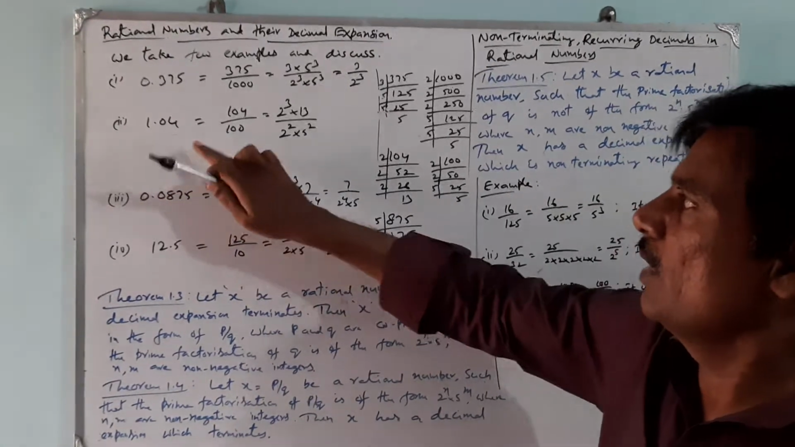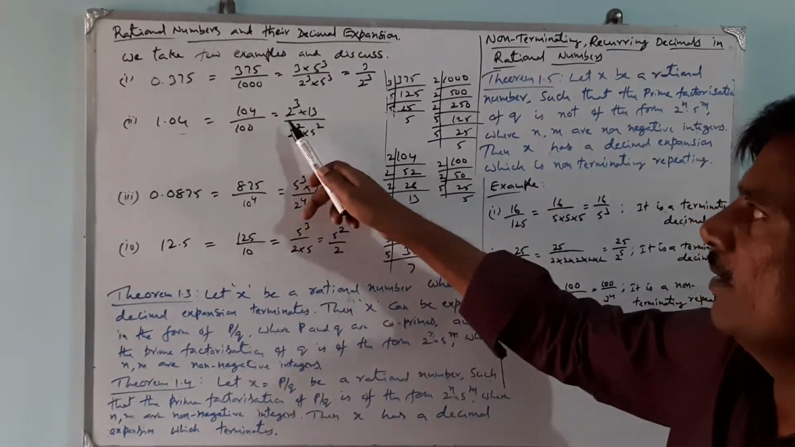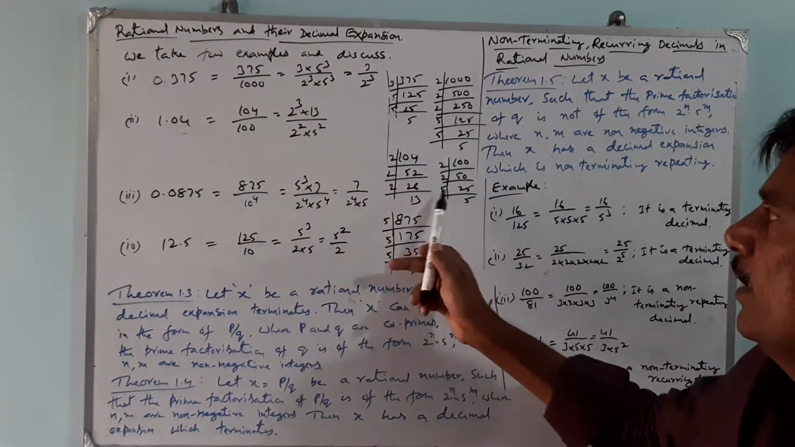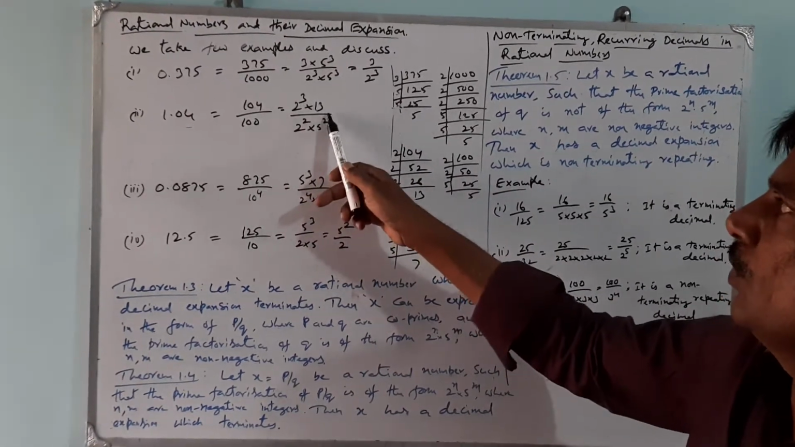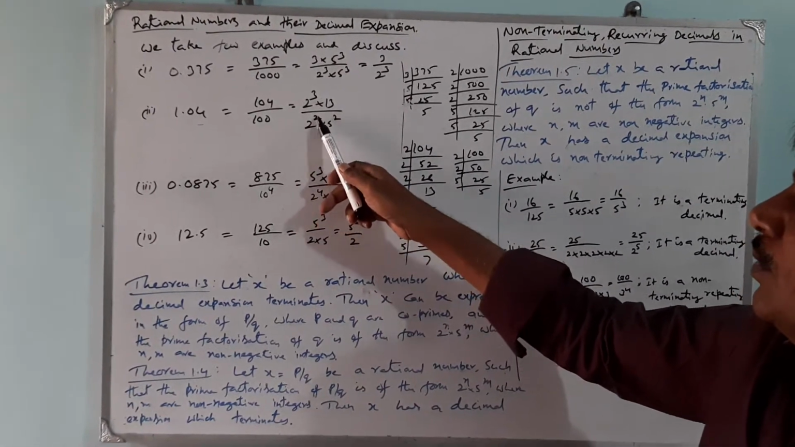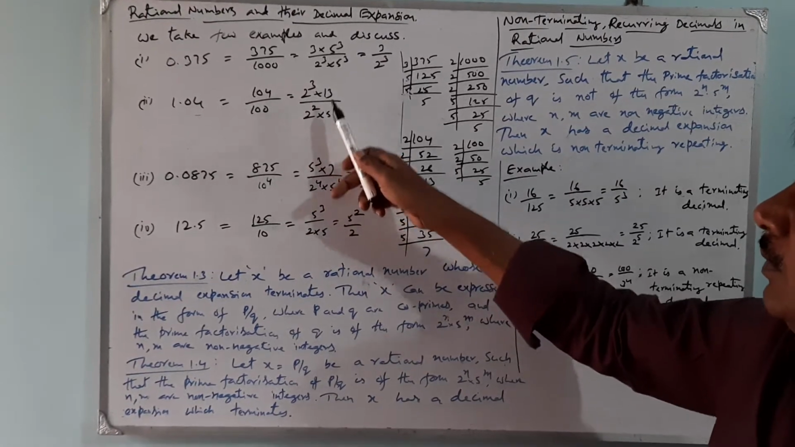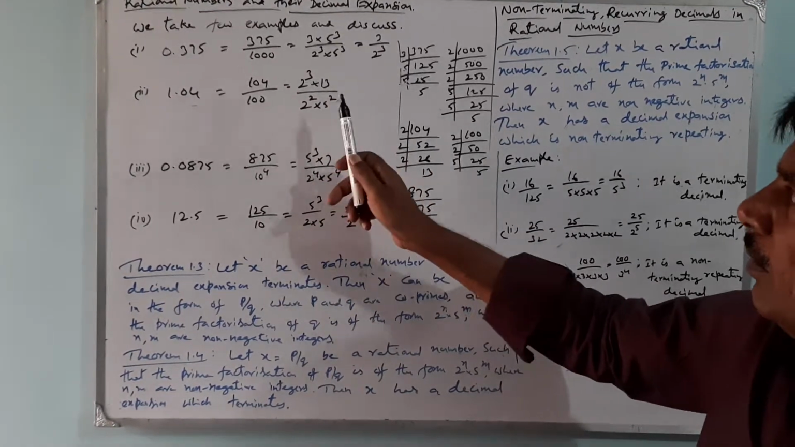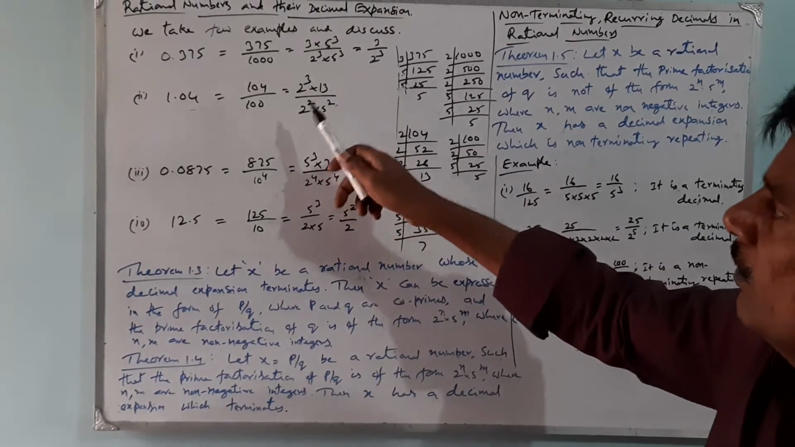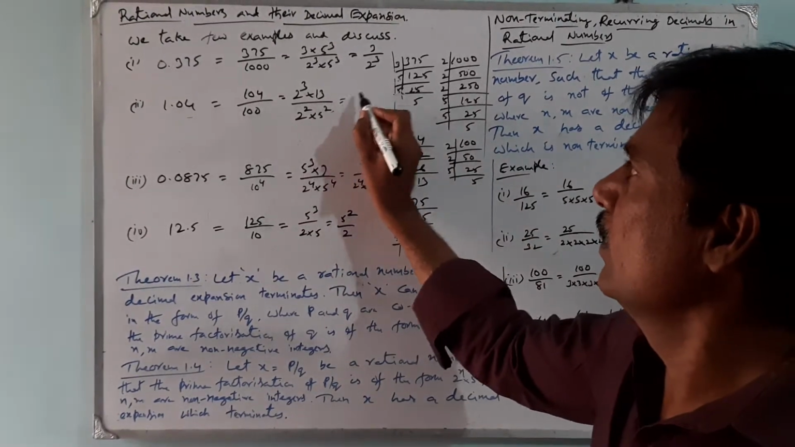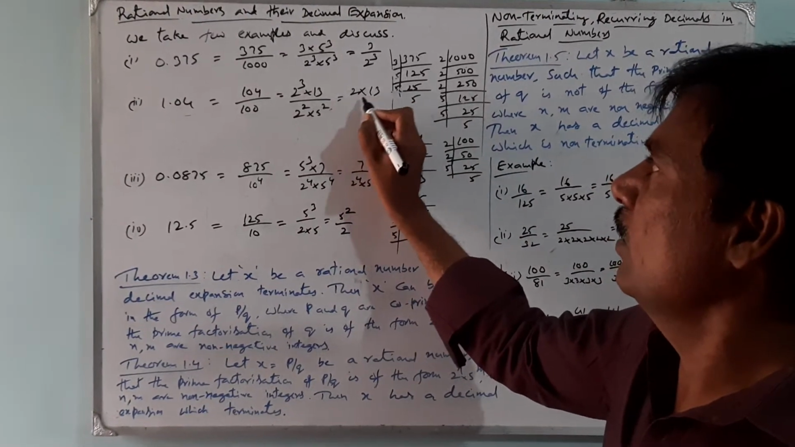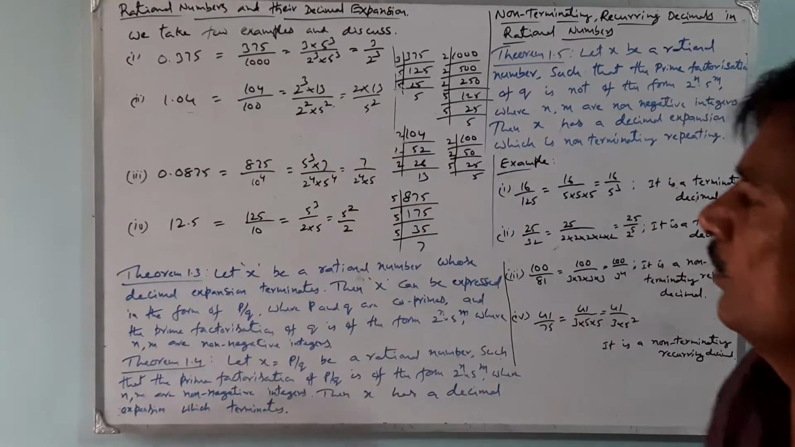1.0304 can be written as 104 by 100. This can be written in this manner as 2 cubed into 13 by 2 squared into 5 squared. Here we need not cancel. Suppose we cancel this one, we get 2 into 13 by 5 squared.